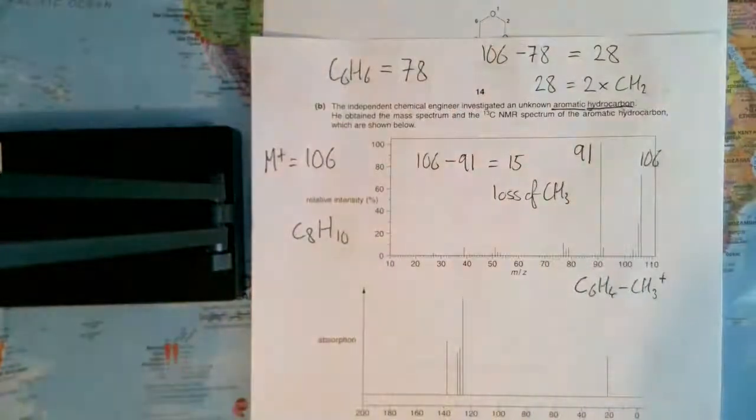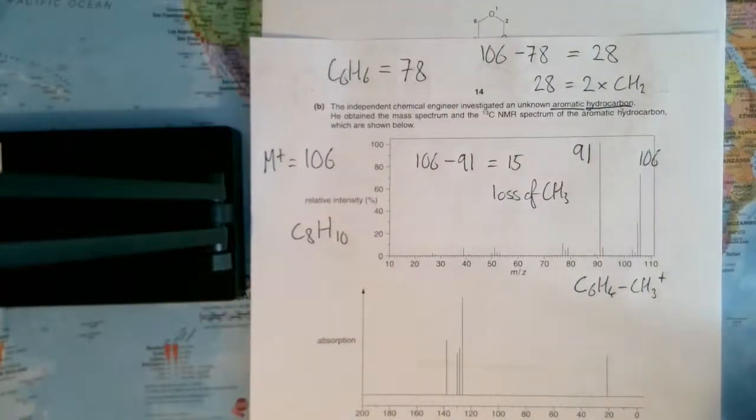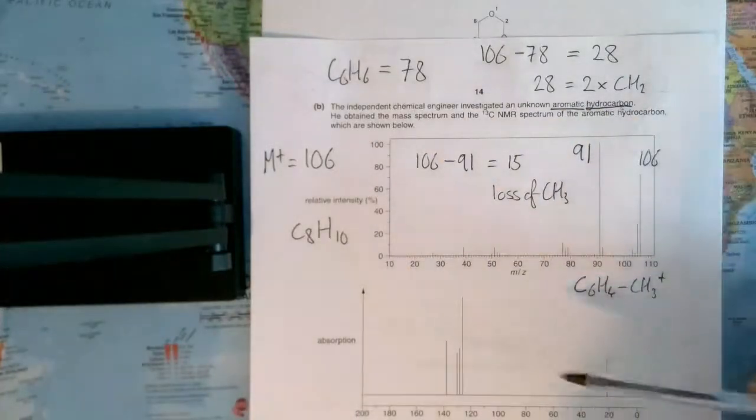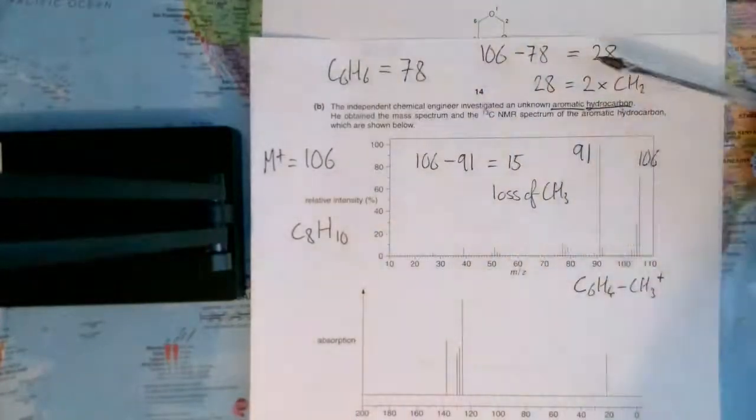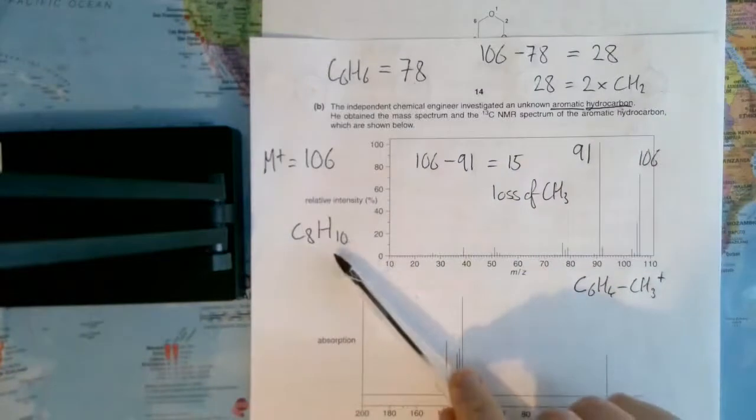Key thing therefore, we should at this point write in the molecular formula is C8H10, just trying to show everything that we possibly can from this. We're trying to pick up as many marks by showing all of our thinking. So all of this from the mass spec we know is C8H10.